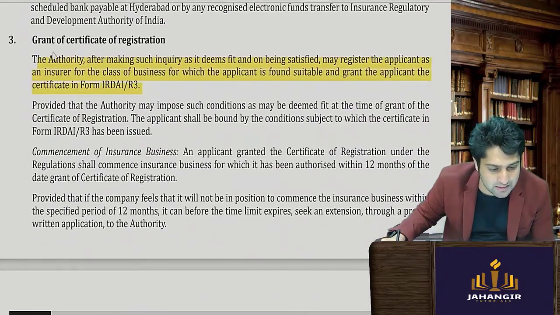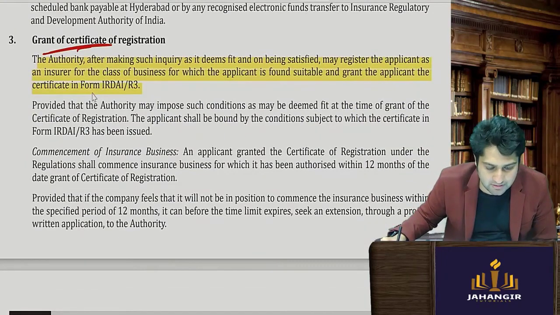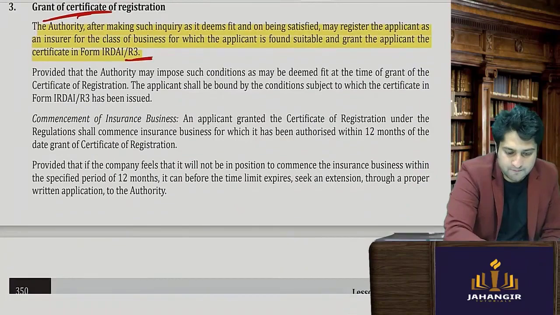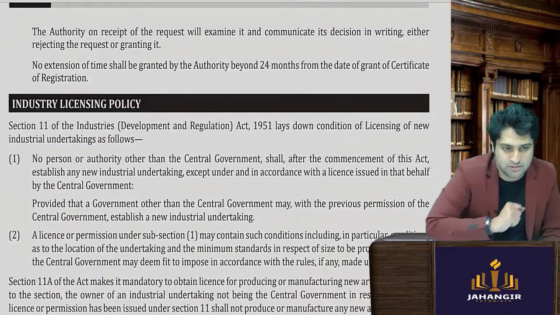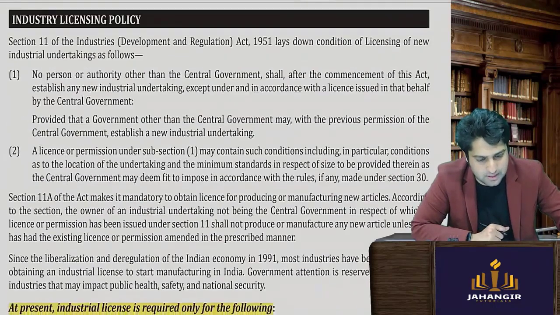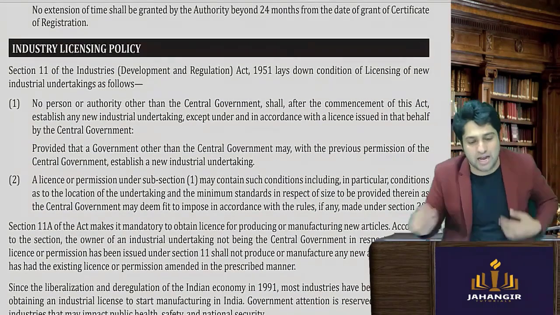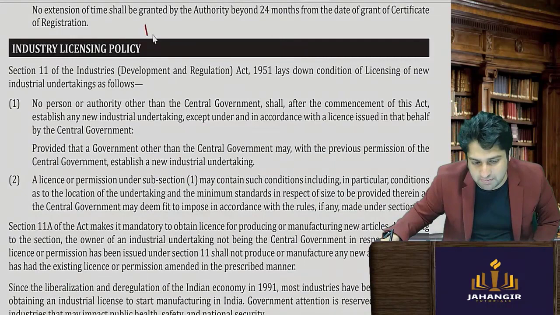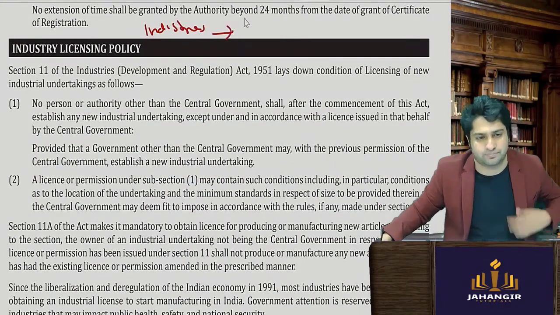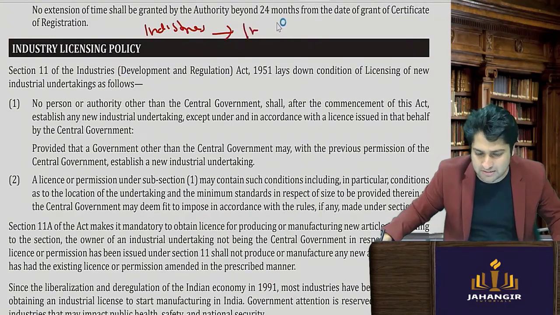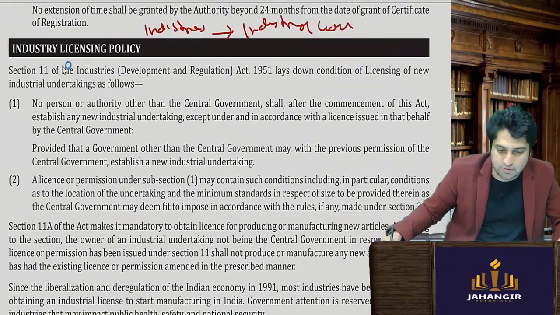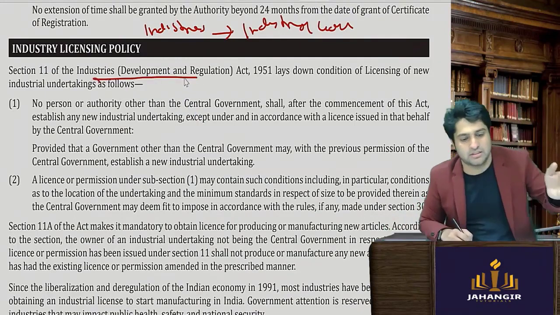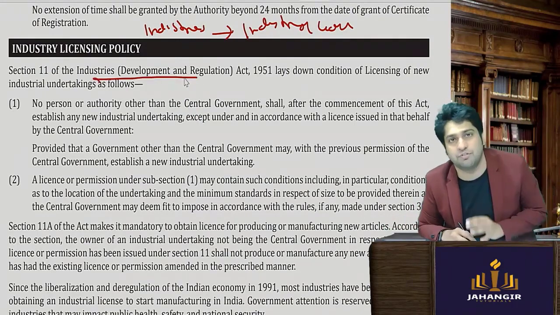Now, grant of certificate will be given in R3 as we discussed. Then industrial license policy. Again, industries have to get an industrial license. This is applicable to industries. Now this industrial license will be under the Industrial Development Regulation Act 1951.